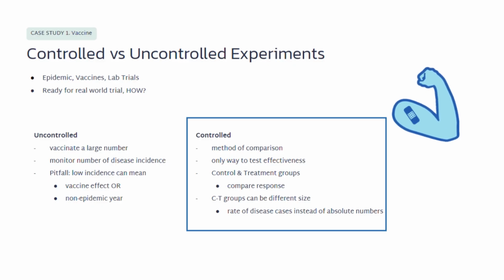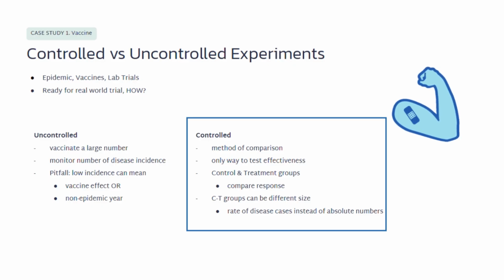In the actual field trial, one thing to note is that treatment and control groups can be of a different size. It doesn't have to be equal, because you compare the rates of incidence in two groups in terms of cases per 100,000, for example, and you look at the rates instead of absolute numbers of cases, and this adjusts for differences in size.